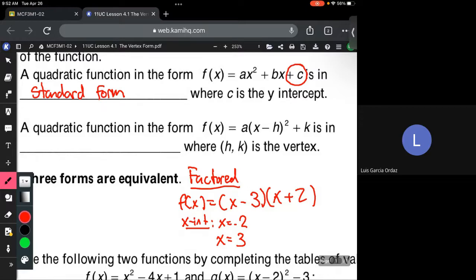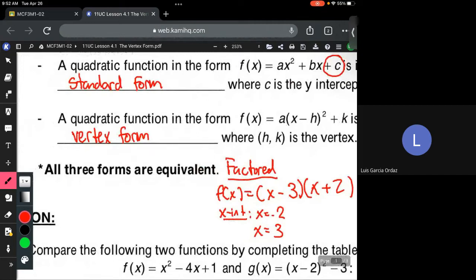And then the last one, a quadratic function in the form f of x is equal to a times x minus h squared plus k, is in what form? Omer, this is vertex form, where h and k are my vertex. So let's take my vertex form and let's see if you guys remember how to figure out the vertex.